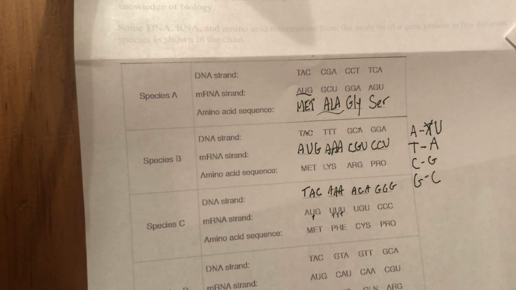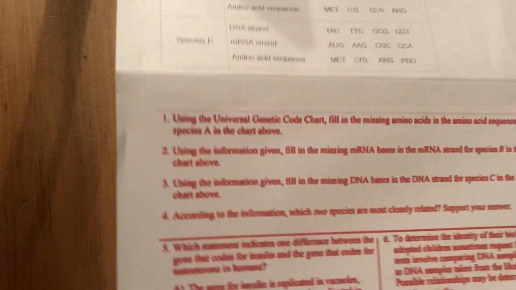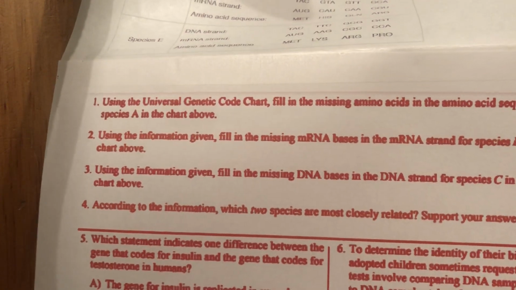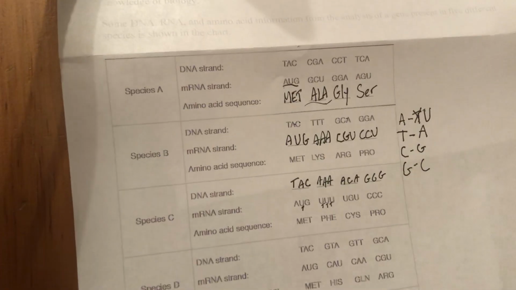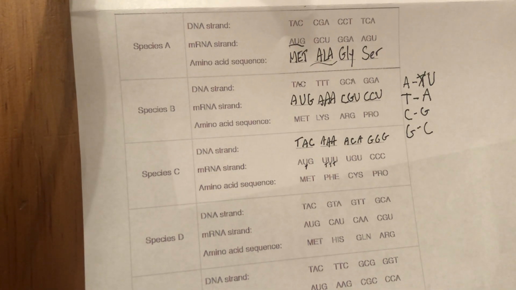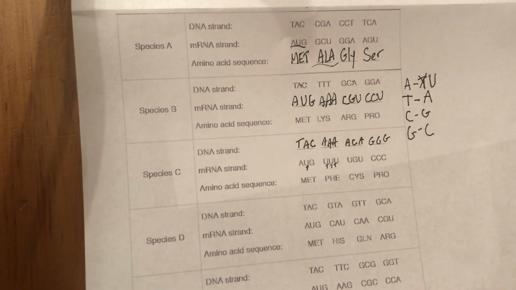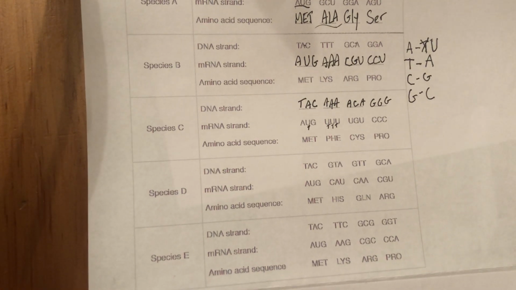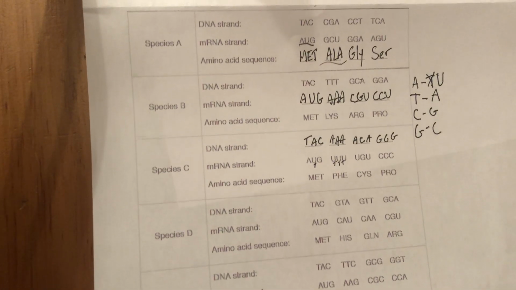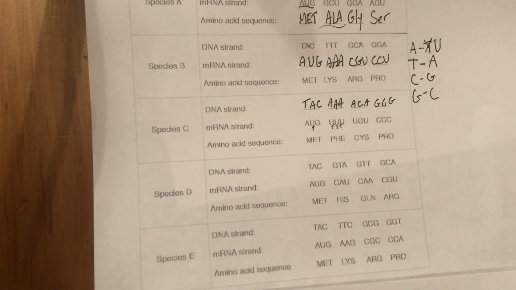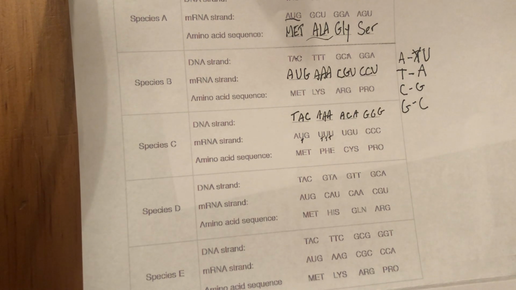Then the last question here says, according to the information, which two species are most closely related? So now we're kind of talking about finding out who's related to who. That's why they do DNA analysis, to find out relationships, like who is the father, right? Or you could just be wanting to find out who's the most closely related to an endangered species of plant or something like that, all right? So if we compare and we go down the line here, what we're going to find out is it's best to compare the amino acids first.